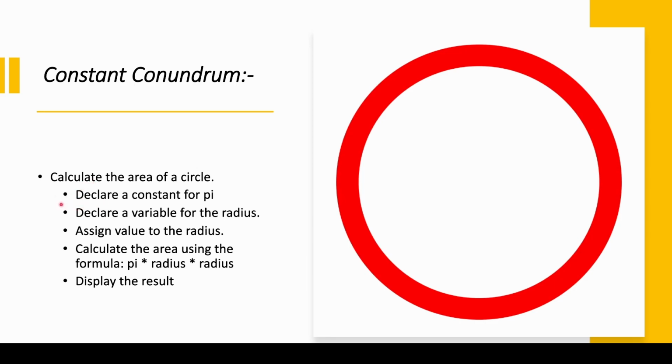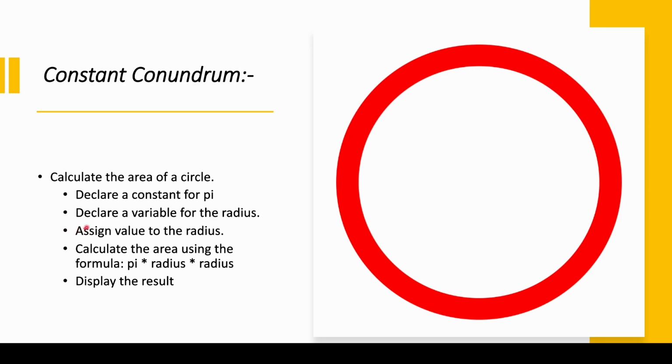So make your checklist. In your first task, you have to declare a constant for pi. If you don't know the value of pi, it is 22 by 7, or in decimal terms, 3.141 something something something. So the first task is to declare a constant for pi, and you have to declare it using the const keyword as we have seen.